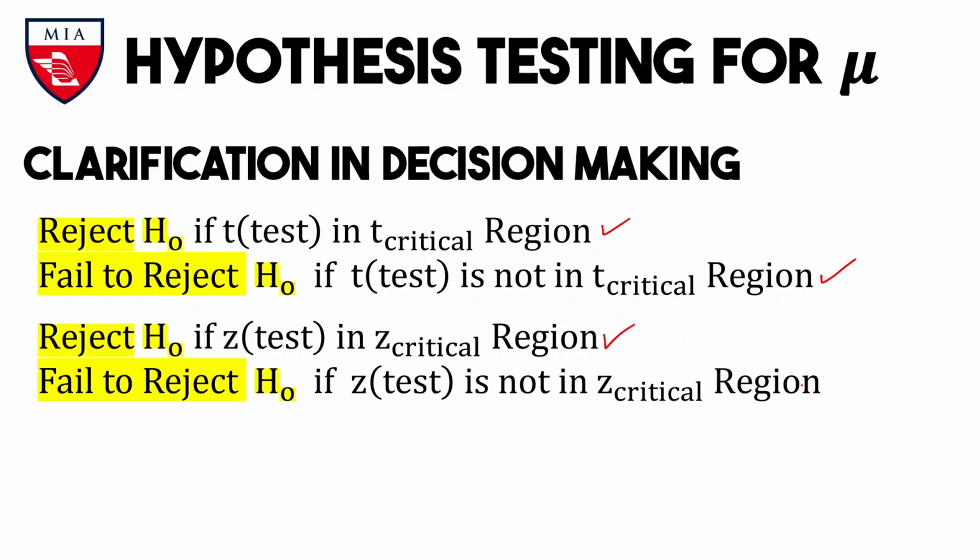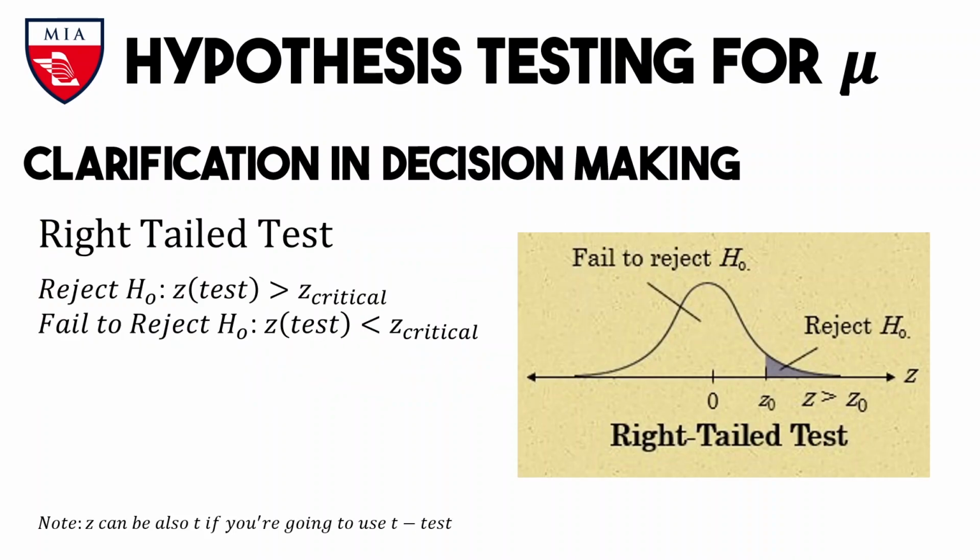On the other hand, we fail to reject the null hypothesis if the z-test is not in the critical region. Okay? So please remember these terms. For the right-tail test, like I said earlier, we can reject our null hypothesis if our z-test is greater than our z critical.